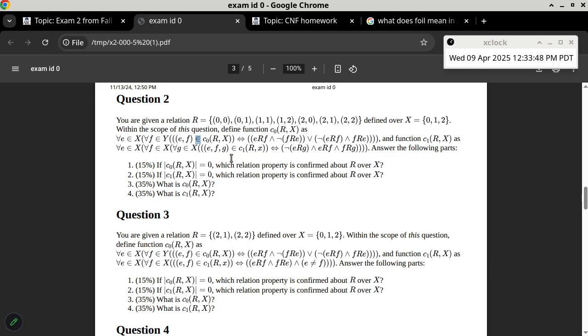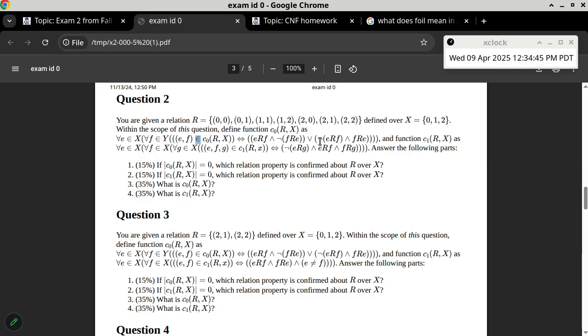Element of. Okay, so whatever is on the left-hand side can be anything, because even a set can be an element of something. What about the right-hand side? What is the type of the right-hand side of element of? It has to be a set. Very good. So C0 as a function returns a set. In this case, it is supposed to be returning a set of two-tuples, where each two-tuple EF has to meet the requirement of ERF and not FRE, the whole thing, or not ERF and FRE.